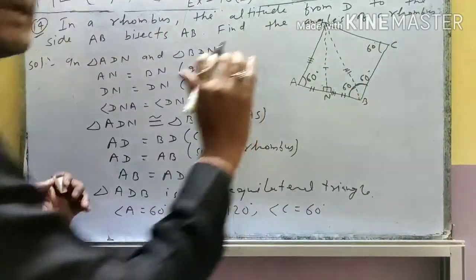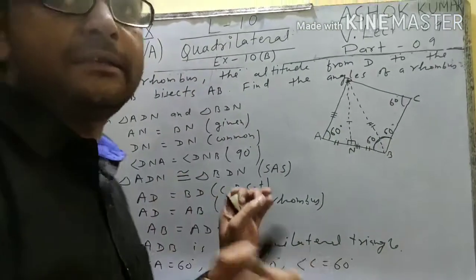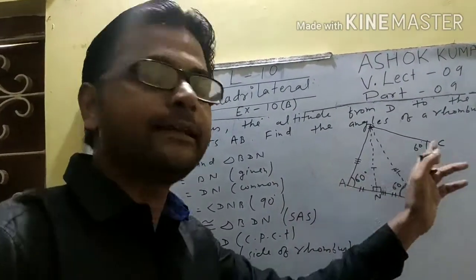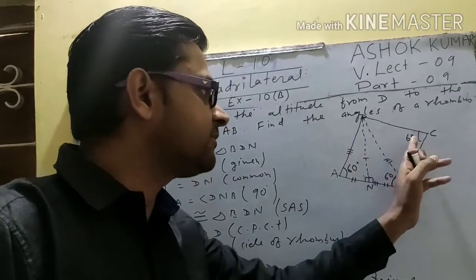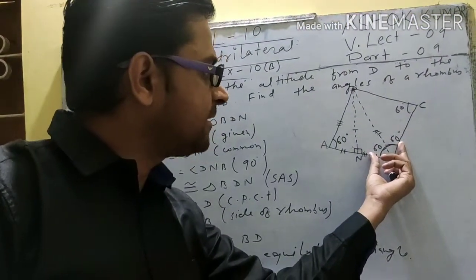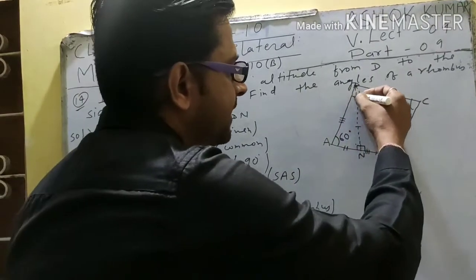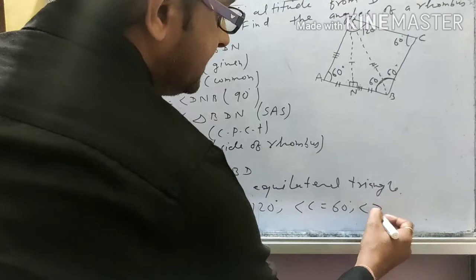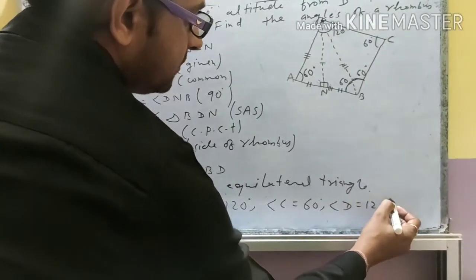because rhombus is the type of parallelogram. We know that in a parallelogram opposite angles are equal. So this angle is 60 degree. So this angle is also 60 degree. And the angle B is 120 degree. Then this angle is also 120 degree. So finally we can write here angle D is equal to 120 degree.